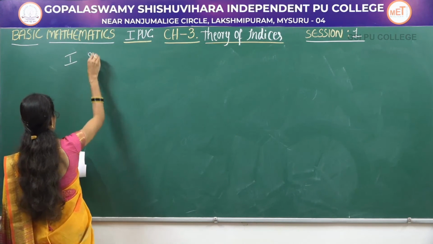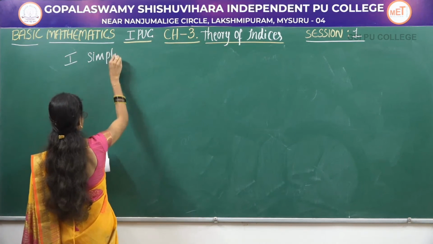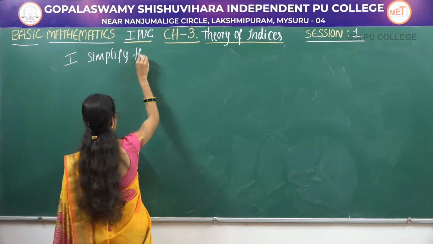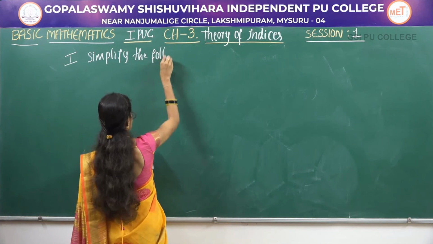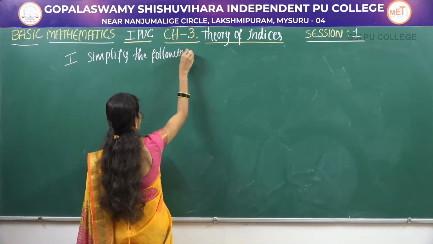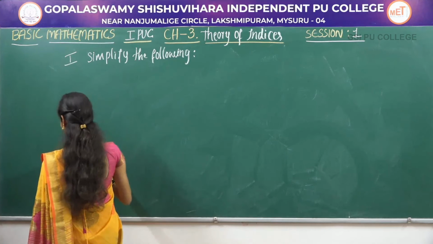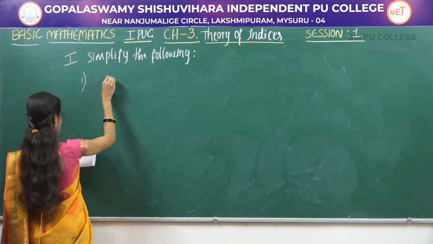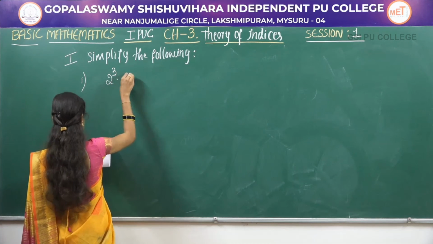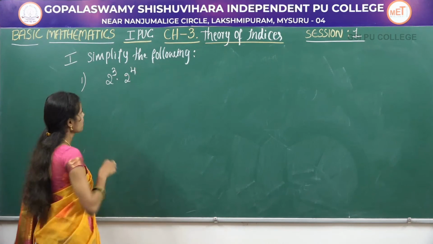First, simplify the following. Simplify the following. First question: 2 to the power of 3 into 2 to the power of 4.